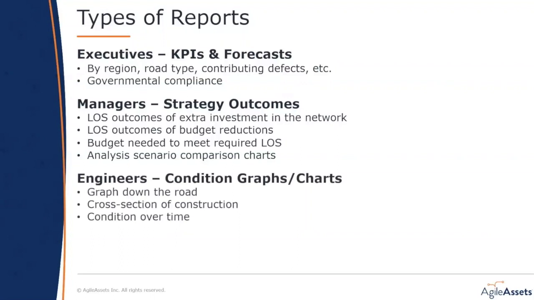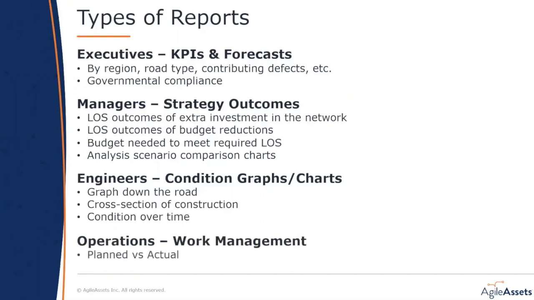Going down even further at the engineer level, you might have condition graphs and charts. That might be something like a graph down the road or a straight line diagram, a cross section of the construction at a road at a particular point, showing the materials, the construction dates, the thickness, of course, your condition over time. And then all the way to the operations level in the day-to-day management, you might have something like a plan versus actual report where you're going to be tracking your work order, your completions, and the costs associated with them.